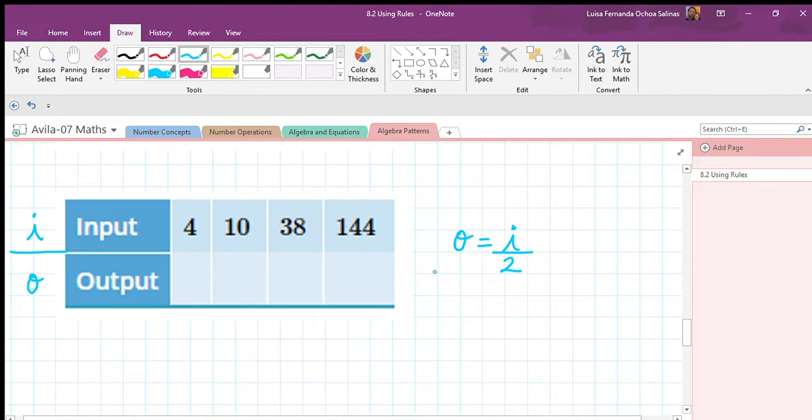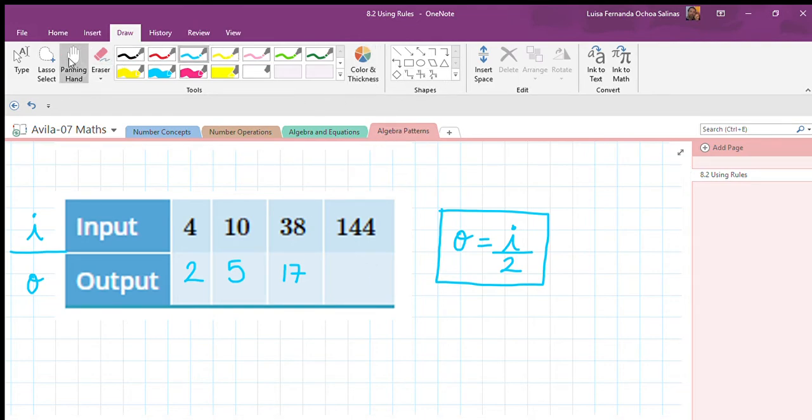Again, if I sub I into my rule, in the first case 4 divided by 2 is 2, 10 divided by 2 is 5, 38 divided by 2 is 17. Is that right? 19. Sorry, girls. 19. 144 divided by 2 is 72. Is that right? Yes, I think it is.